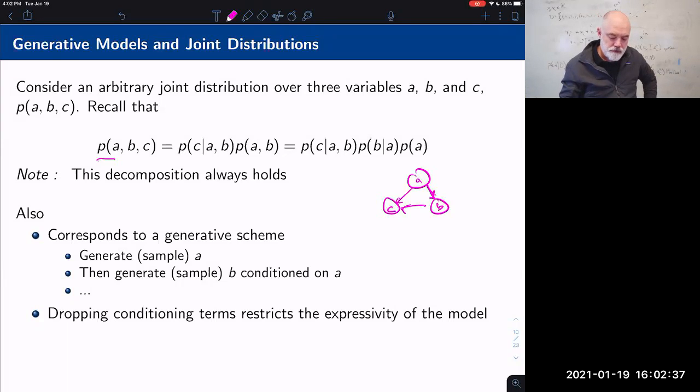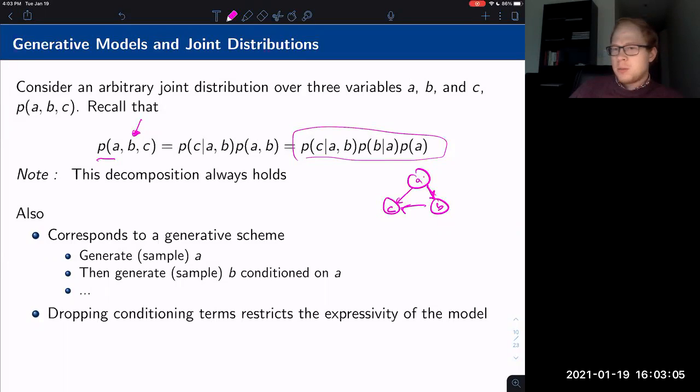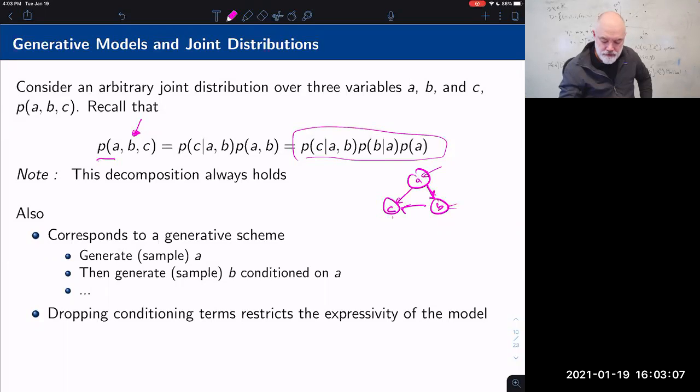Note that this is why we call these generative models: having a factorization that looks like this gives us a scheme for generating samples from this joint distribution. Anybody want to say how one would go about doing that? Sample A, then sample B, then sample C. That's right.